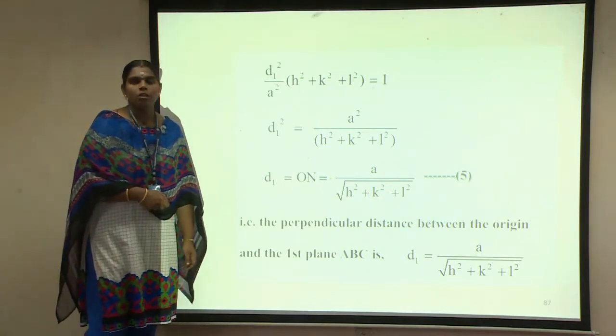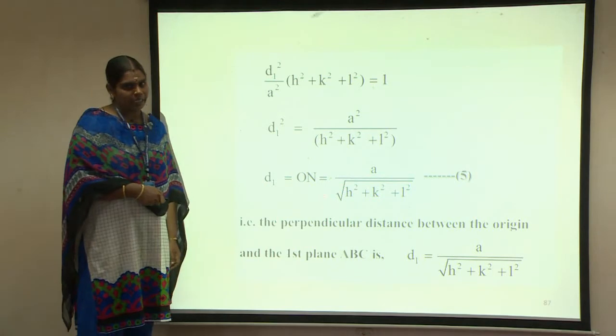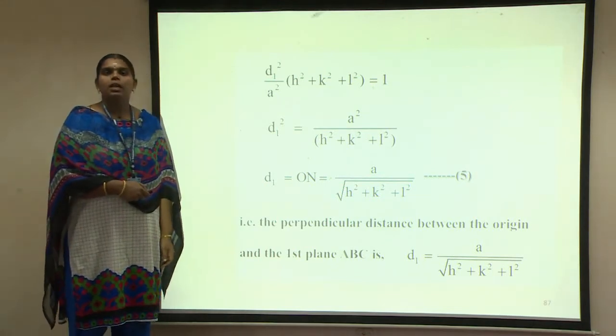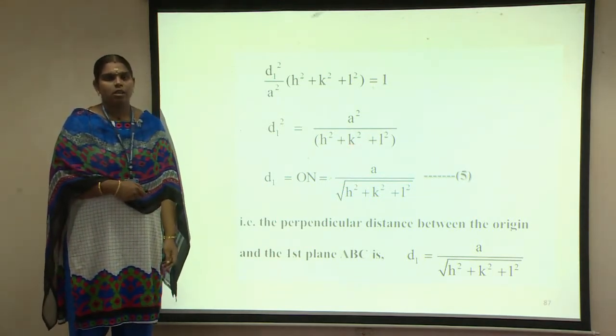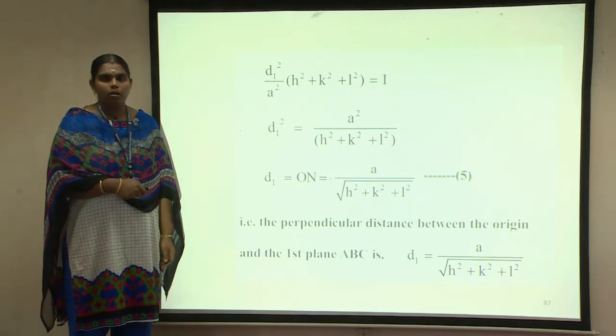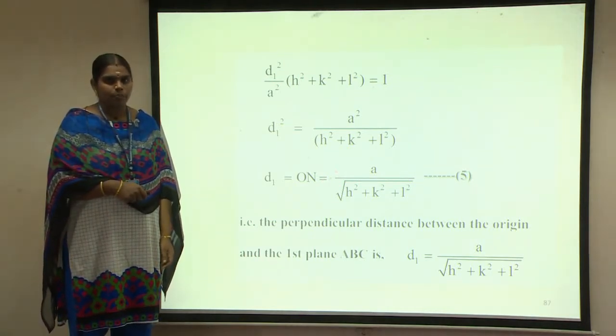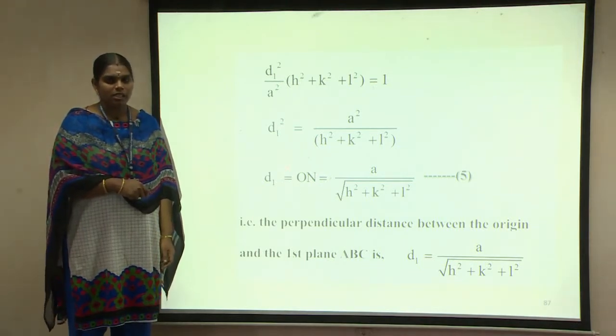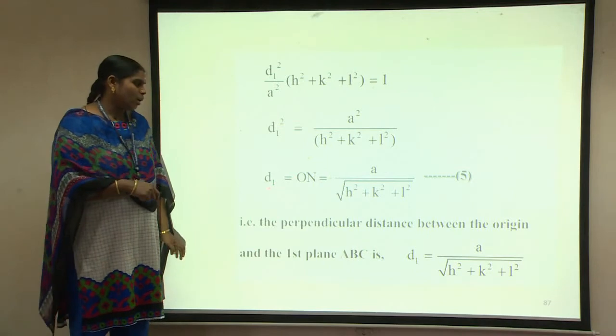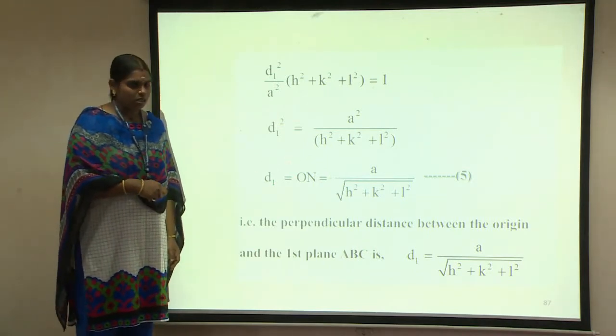So from the origin to a particular plane under consideration, we have found that the interplanar distance d is equal to a by root of h square plus k square plus l square. By knowing the value of the edge length and the Miller indices, we will be able to identify the interplanar distance.